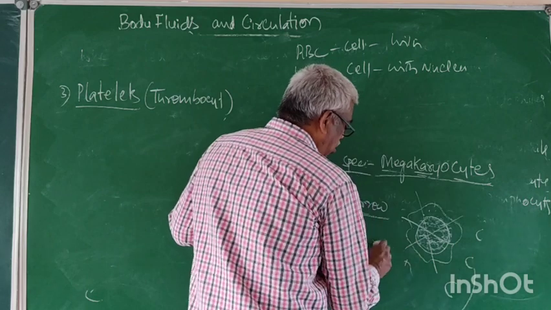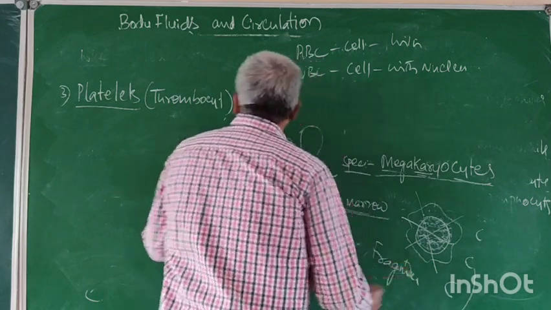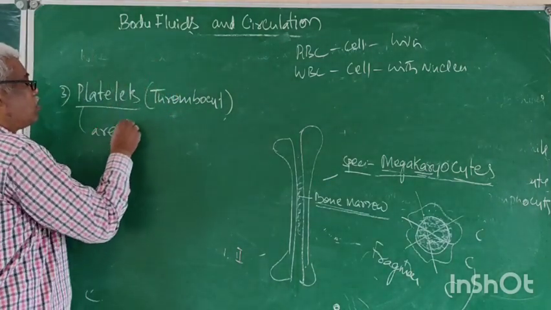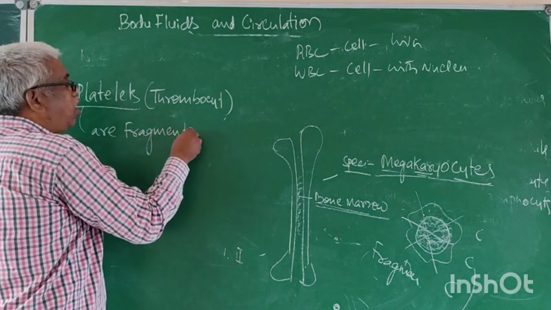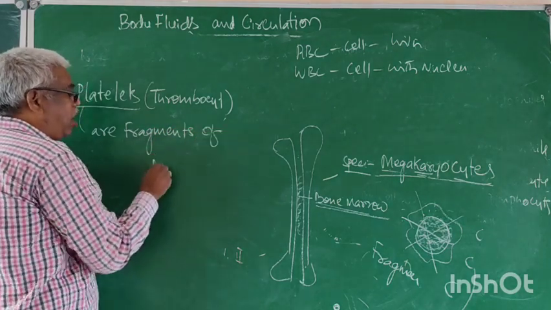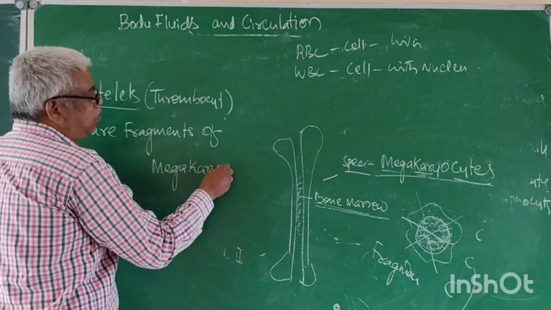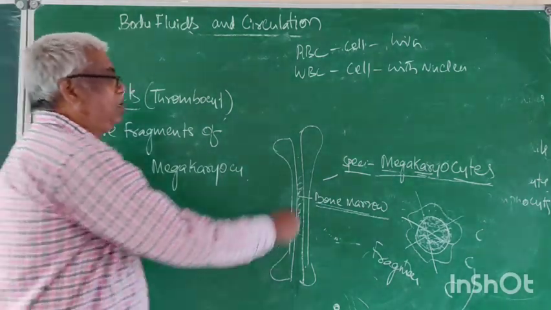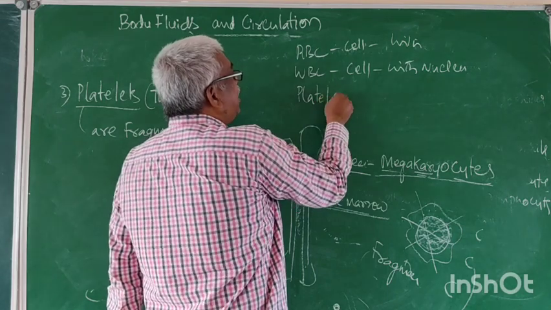Fragments. Now the platelets are fragments of megakaryocytes. Megakaryocytes. Wait. See, now what is this? Platelets.